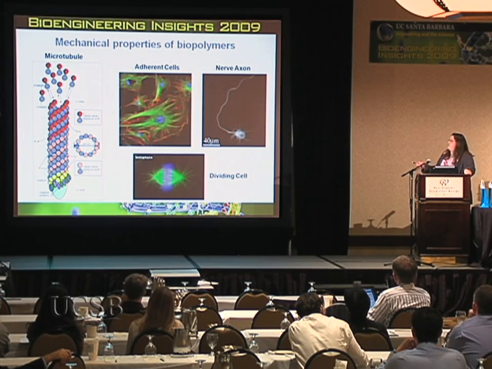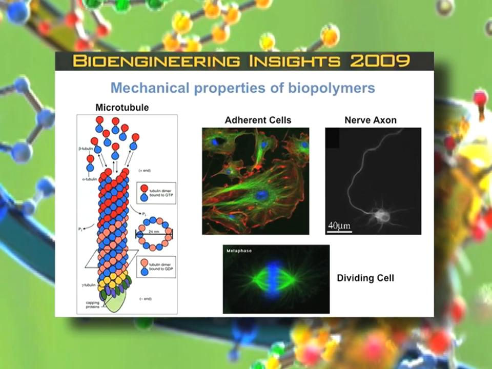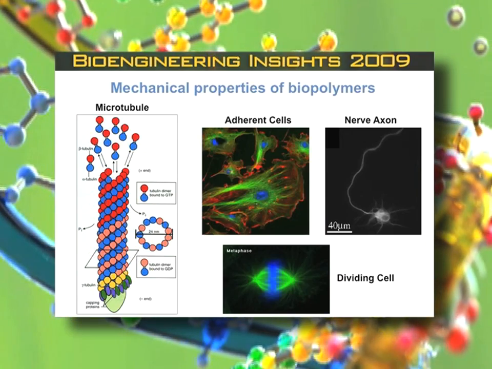Another key research topic in my lab is looking at the mechanical properties of biopolymers themselves. So in the previous work, we really thought of the biopolymer network as kind of a highway upon which the motor proteins moved. In this case, we're actually interested in the properties of the highway.